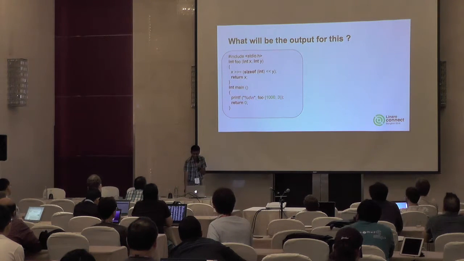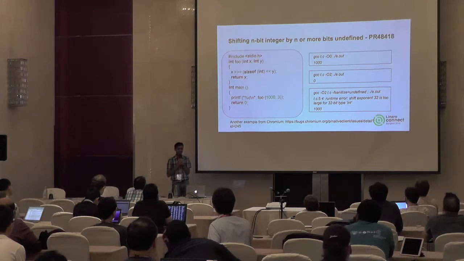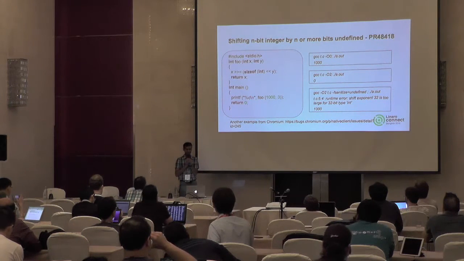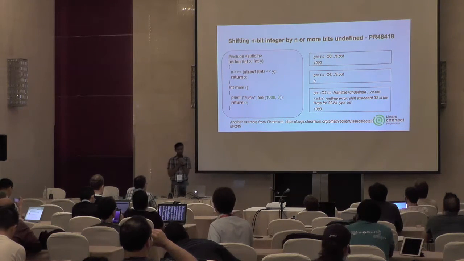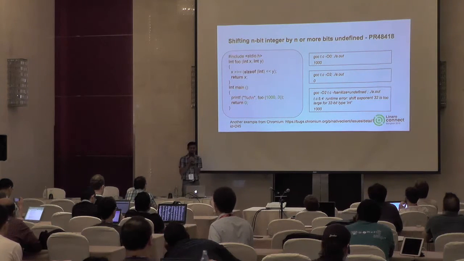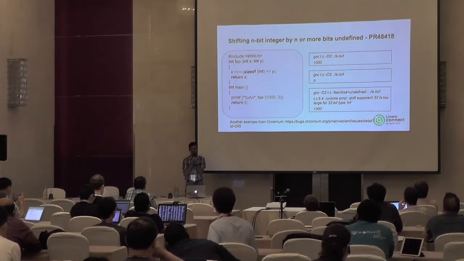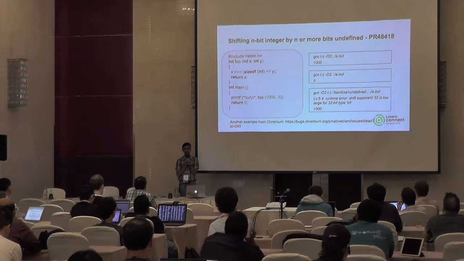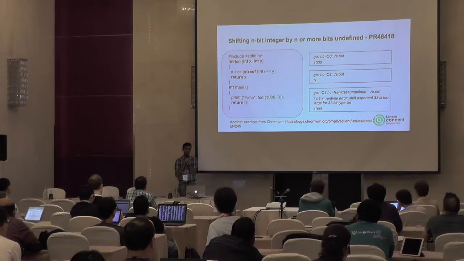And if you compile this program with -O0, you would get the value 1000 as an answer. And with -O2, you will get 0. Again, shifting an n-bit integer by n bits is undefined behavior. And if you use -fsanitize=undefined, you will get a runtime error from UBSAN saying that you are invoking that undefined behavior.